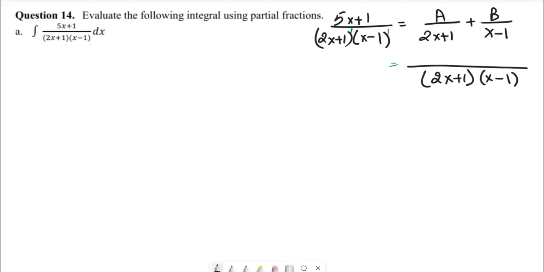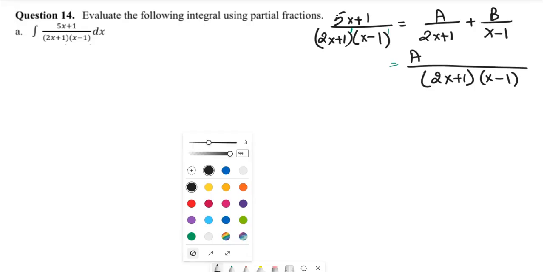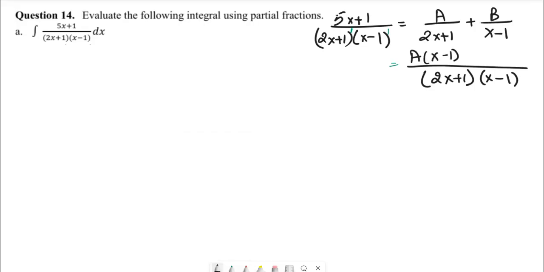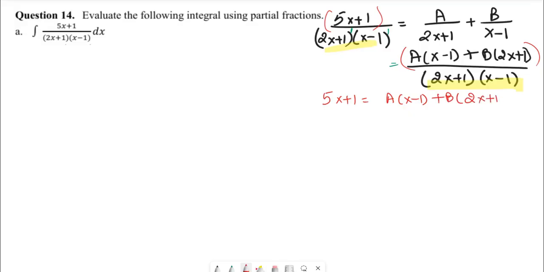Okay. So to find the common denominator, in the numerator we'll have to multiply A by (x - 1) plus B by (2x + 1). Now we are saying both of these fractions are equal to each other and they have the same denominator. Therefore, their numerators should be equal. Therefore, we can say 5x + 1 equals A times (x - 1) plus B times (2x + 1).